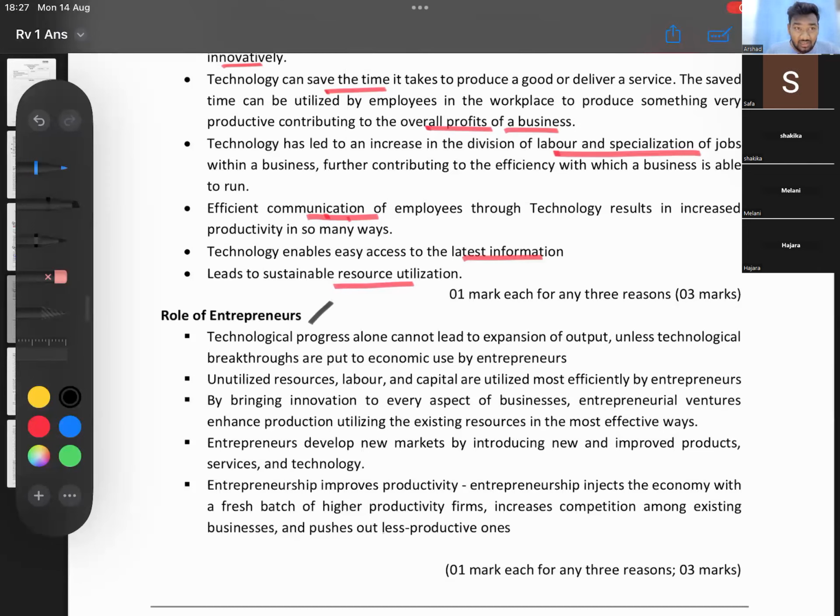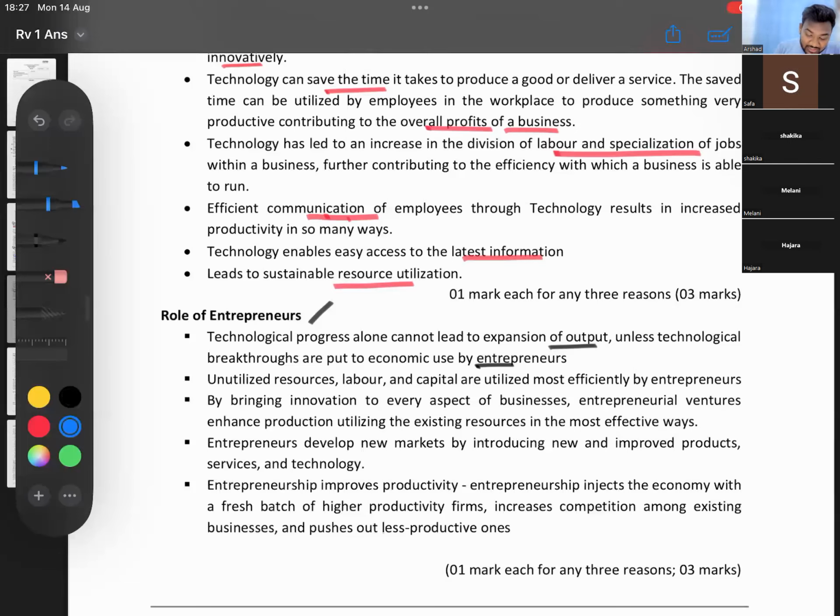No matter what technology, no matter what we have, if there is no entrepreneur to combine it and come up with something, no point. See, technological progress alone cannot lead to an expansion of output unless technological breakthroughs are put to economic use by entrepreneurs. So no matter how much technology is there, if it is not used in the production process, no point. So an entrepreneur has to be there.